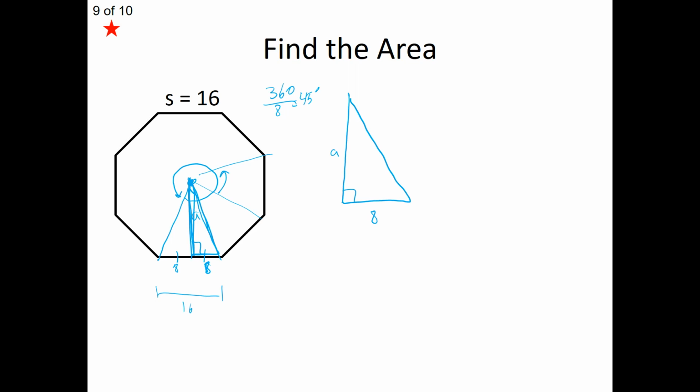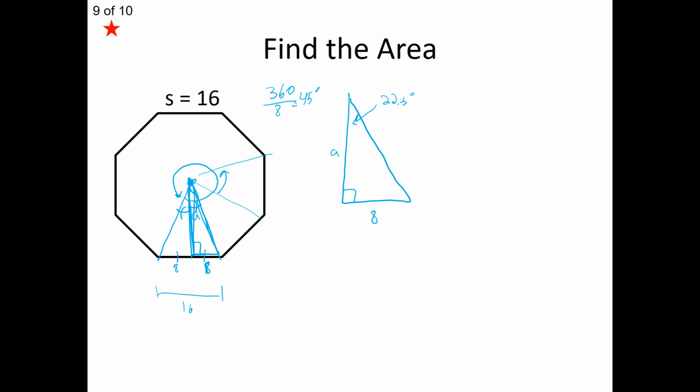But the apothem cuts that in half, right? It cuts that angle right in half. In other words, the angle we're looking for here, we can take that 45 and divide that by 2, and so we find the angle measure to be 22.5 degrees.